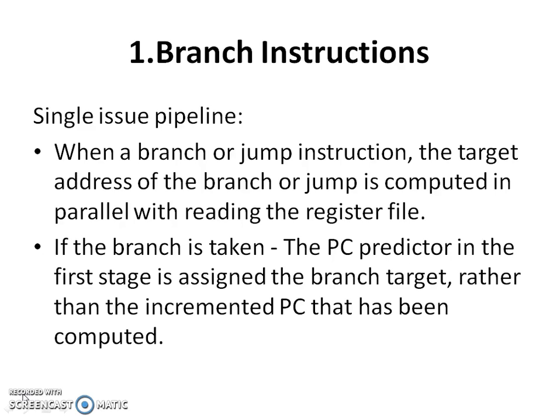Branch instructions. In a single-issue pipeline, if the instruction decoded is a branch or a jump, the target address of the branch or jump is computed in parallel with reading the register files. The branch condition is computed after the register file is read, and if the branch is taken or if the instruction is a jump, the program counter predictor in the first stage is assigned the branch target rather than the incremented program counter that has been computed.